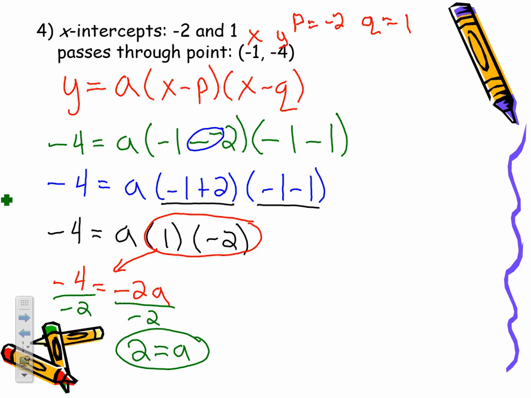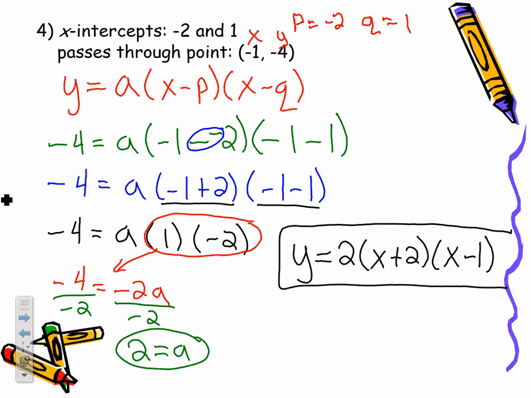Now that I know what a is, I can come back and write the equation of this parabola given my information. So y equals a is 2, x. Now, minus a negative turns into a positive 2 times the quantity x minus 1. There we have it. That is the equation of this parabola.